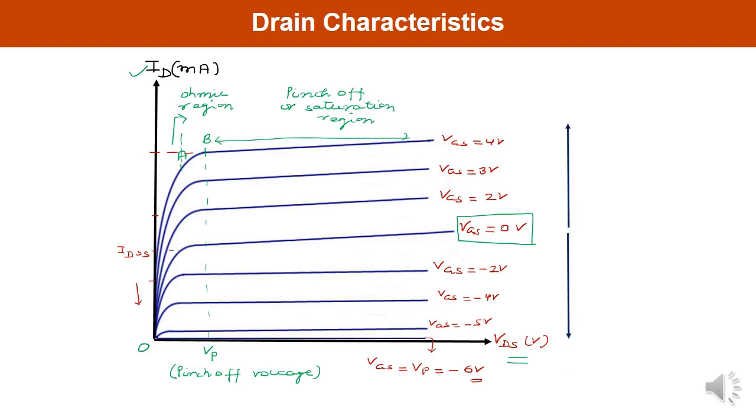Here, this particular portion where VGS increases from 0 is known as the enhancement mode, and the other one is known as the depletion mode. I have already explained all these modes while explaining the construction and working. Now let us discuss the transfer characteristic curve.